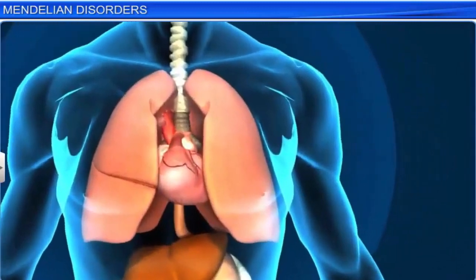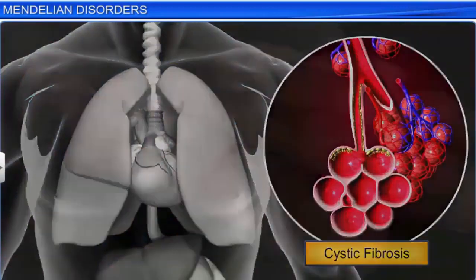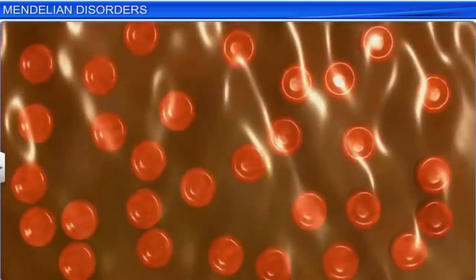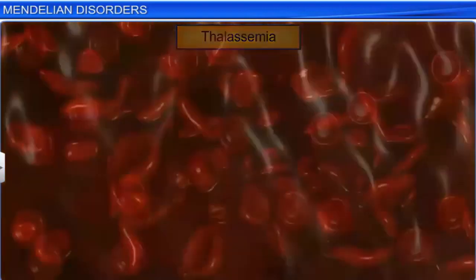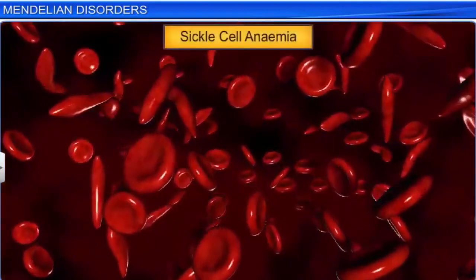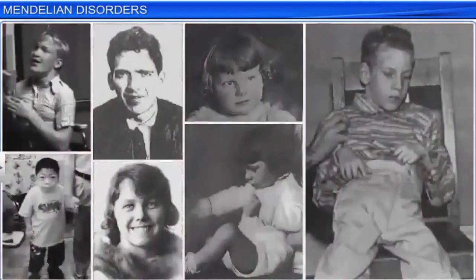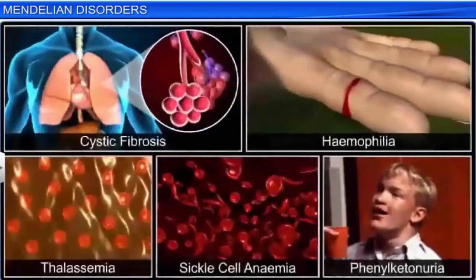Some Mendelian disorders are cystic fibrosis, hemophilia, thalassemia, sickle cell anemia, and phenylketonuria. Let's study more about some of these Mendelian disorders.